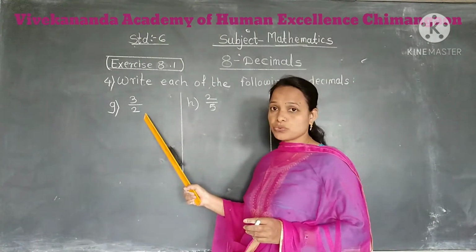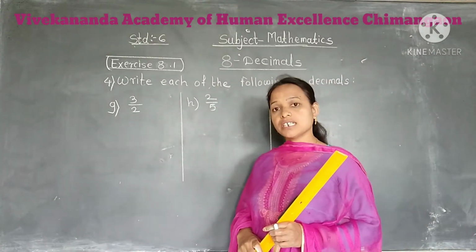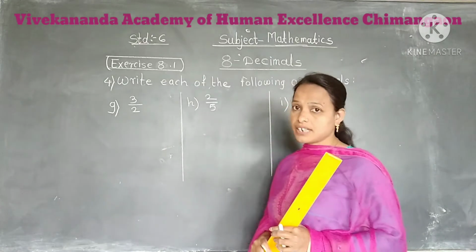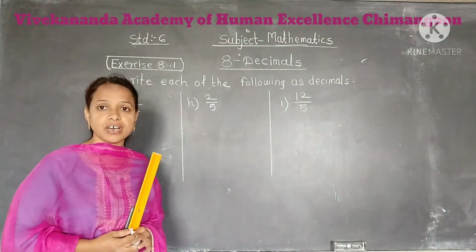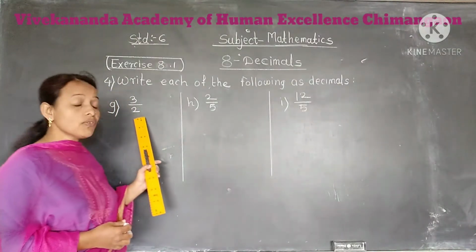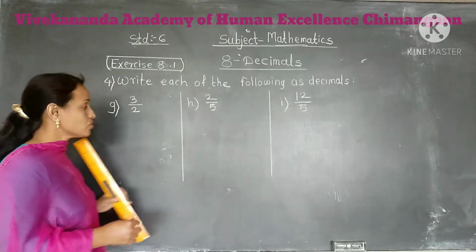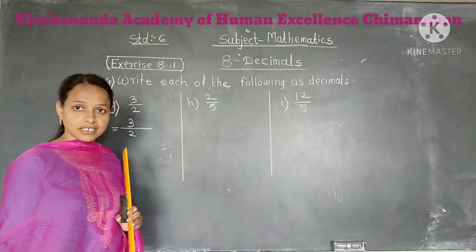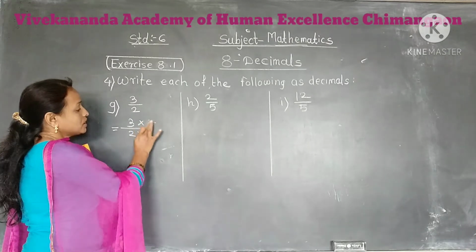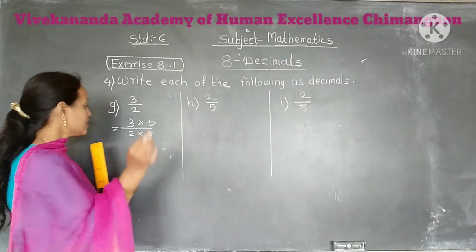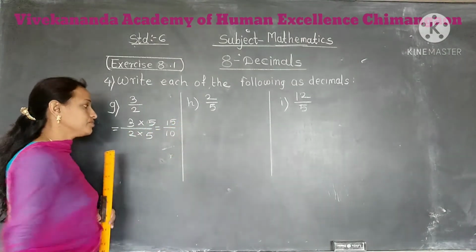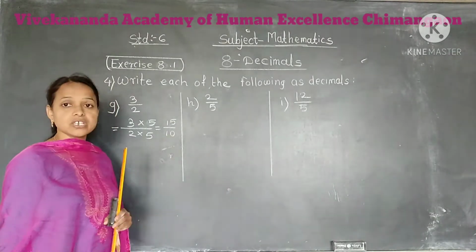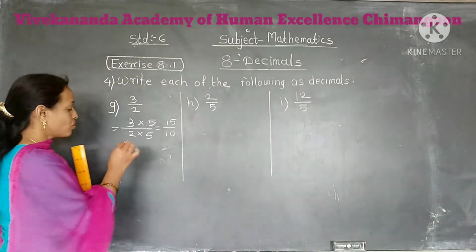Next example, 3 upon 2. Students, here the denominator is 2. But to denote a decimal, we want the denominator 10, 100 or 1000. So here we want to convert the denominator to 10. We have to multiply 2 by 5 to get denominator 10. So we find an equivalent fraction by multiplying numerator and denominator by 5. 3 fives are 15 and 2 fives are 10. So we get the equivalent fraction of 3 upon 2 as 15 upon 10. We write its decimal representation as 1.5.